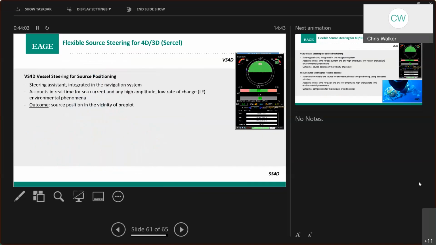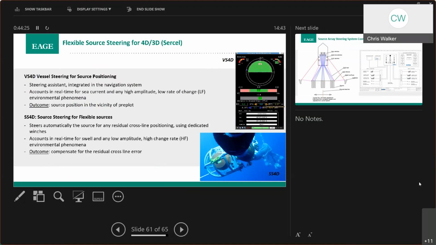And so this is the Sercel steering assistance. It's integrated into the navigation system. It allows you to take care of automatically variations in the sea current and any other environmental phenomena, wind, wave action that can move the source position, improves 4D source positioning reliability. And so next slide, please.